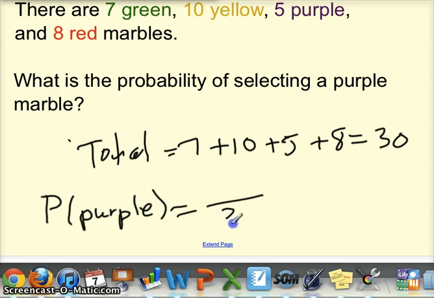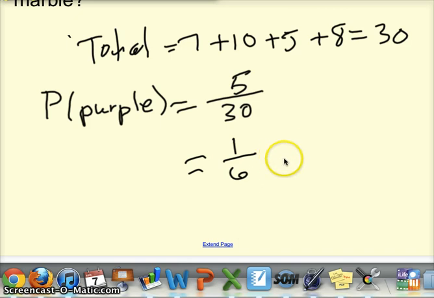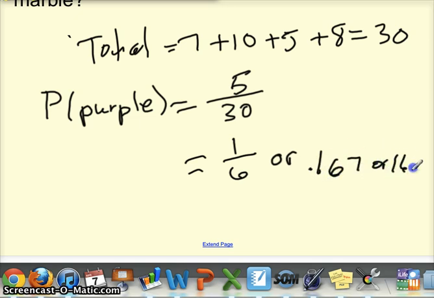Well, I know that my total possible outcomes is 30, and the amount of purple marbles in the bag is 5. So now all I have to do is simplify that fraction, and I can get 1 out of 6. And if I wanted to, I could change this to a decimal or a percent. If I went ahead and did that, then this would be about 0.167 or about 16.7%.